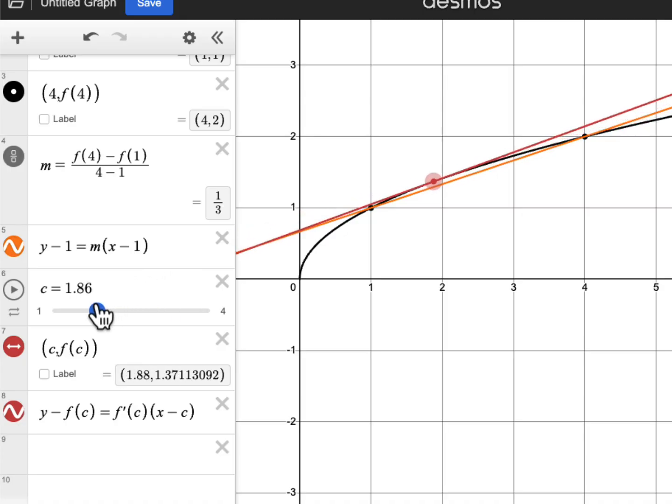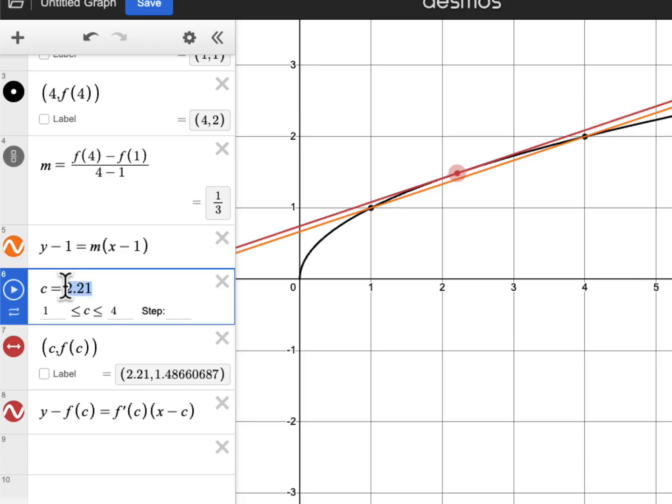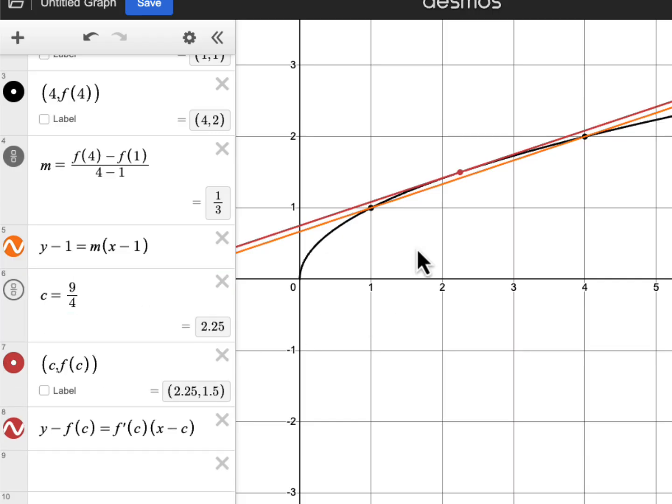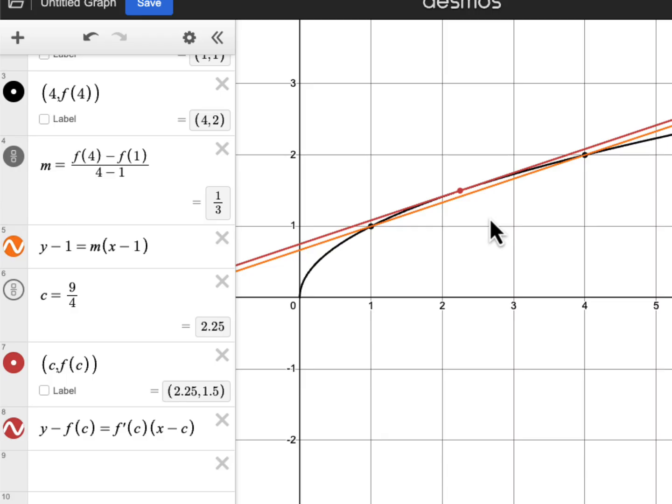We want to find the value of c where the red and orange lines are parallel. And our math tells us that that value of c should be 9/4, or 2.25. And our image confirms we have found the point of tangency where the slope of the tangent line equals the slope of the secant line.